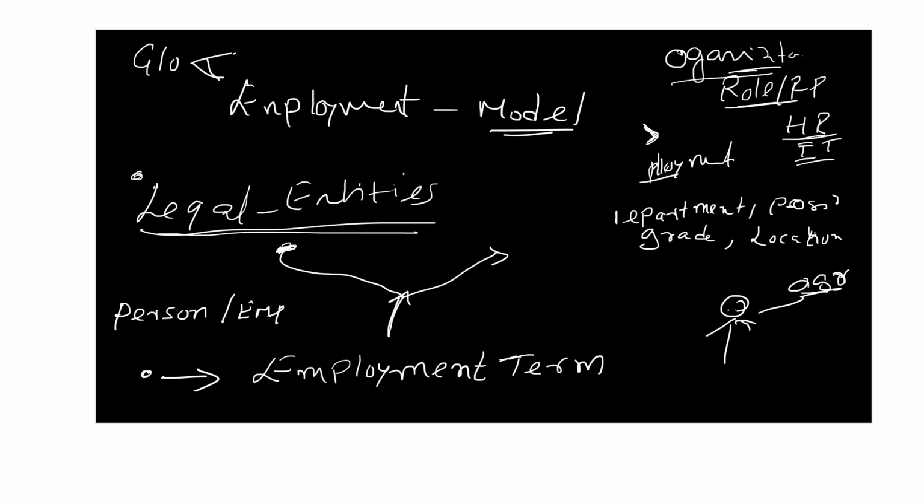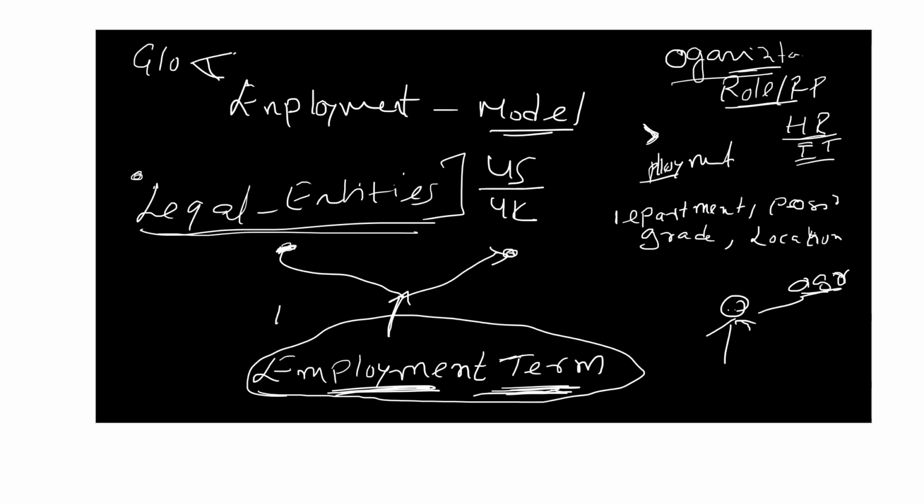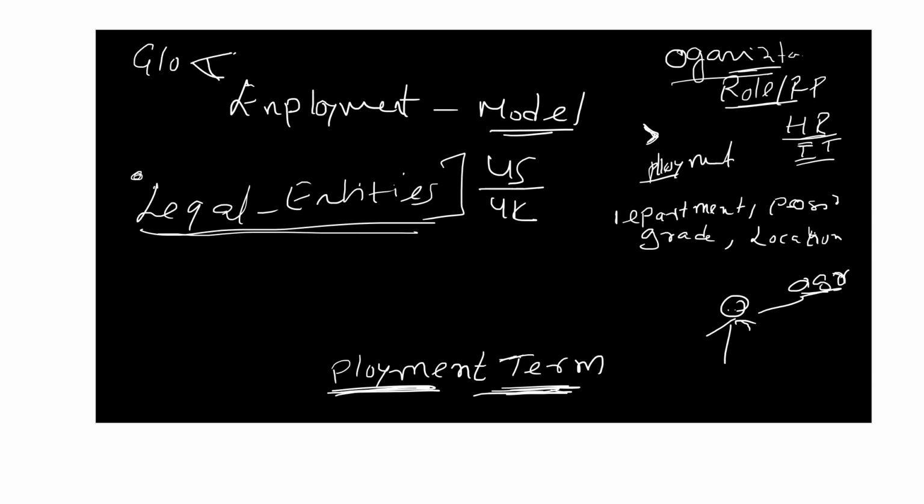So if my records are available in HCM information, they will be at one placeholder. But I have an assignment where sometimes I have to work for the US legal entity, sometimes for the UK legal entity. When a person is working at two different legal entities, it comes under employment terms. What we have understood on these three parts is that there is an assignment.